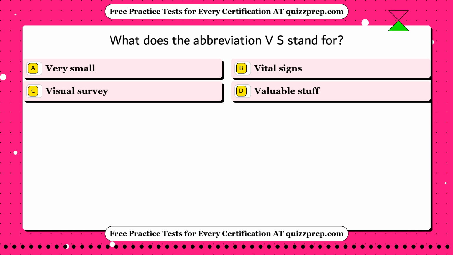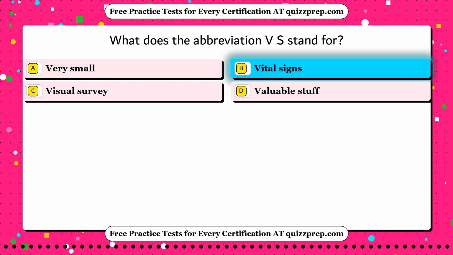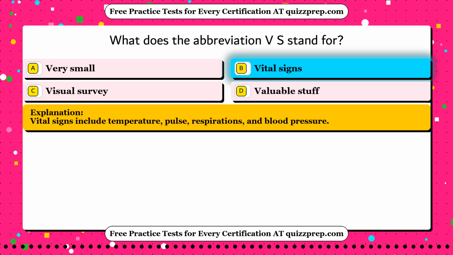Question 126. What does the abbreviation VS stand for? Option A, very small. Option B, vital signs. Option C, visual survey. Option D, valuable stuff. The correct answer is option B, vital signs. Vital signs include temperature, pulse, respirations, and blood pressure.